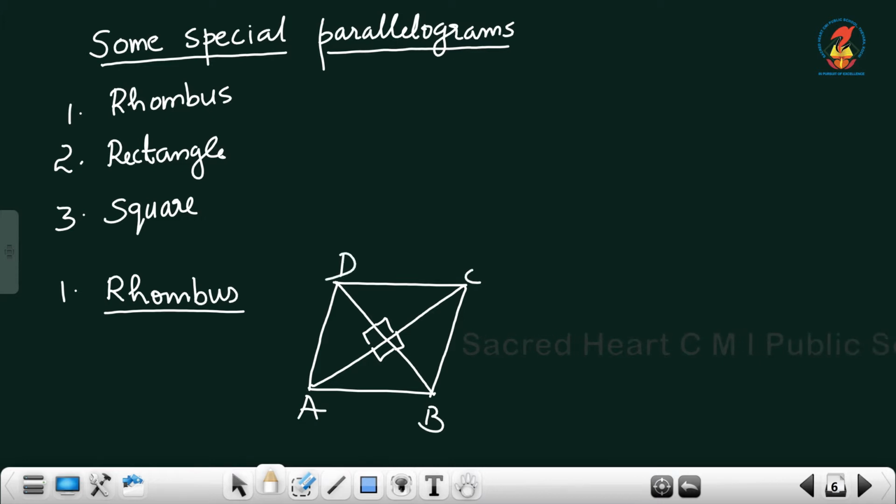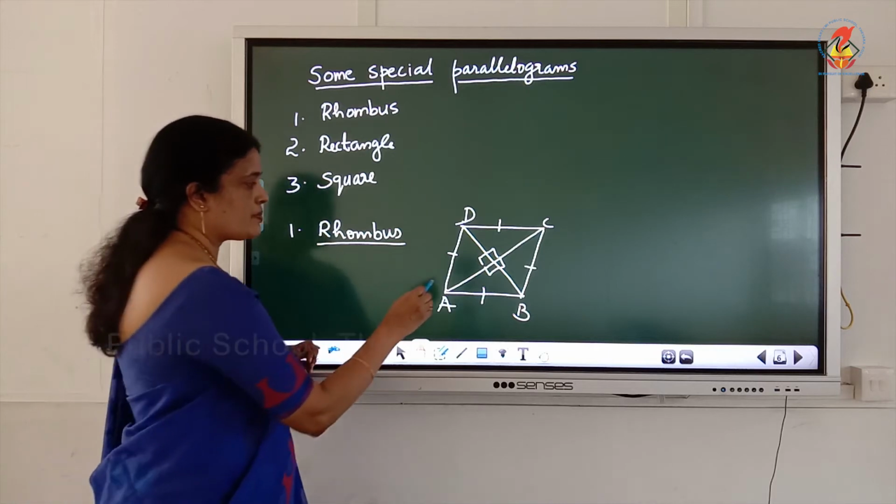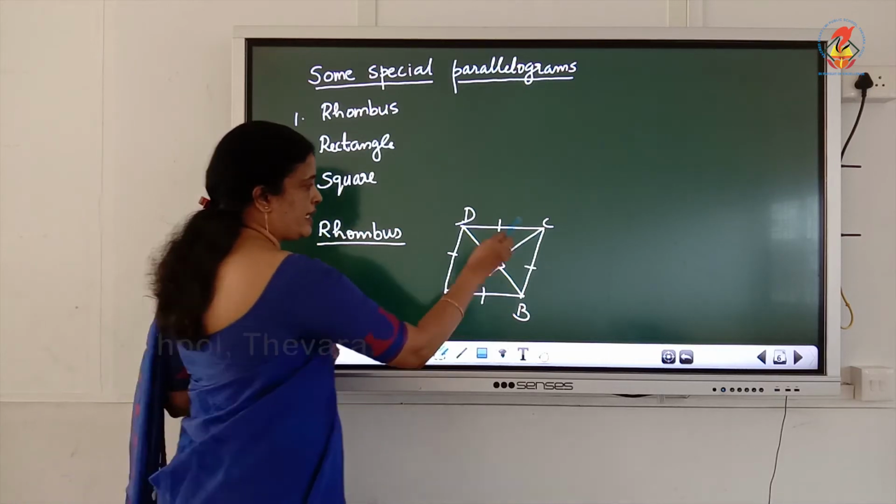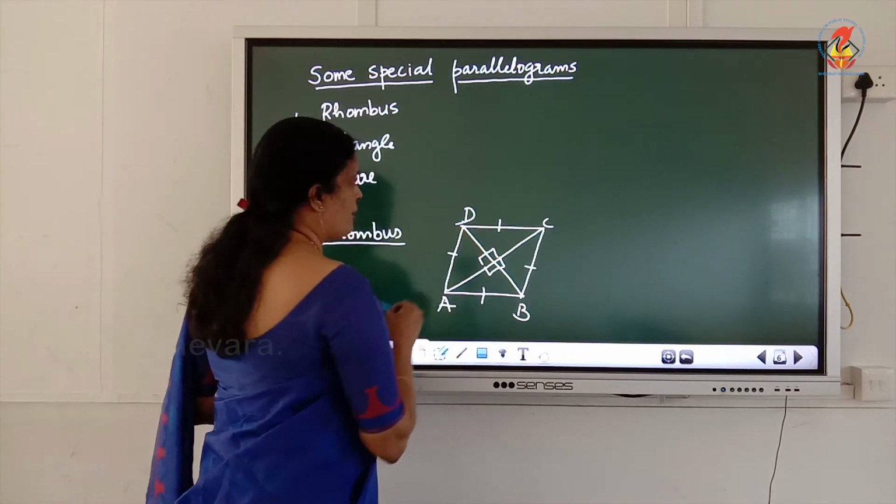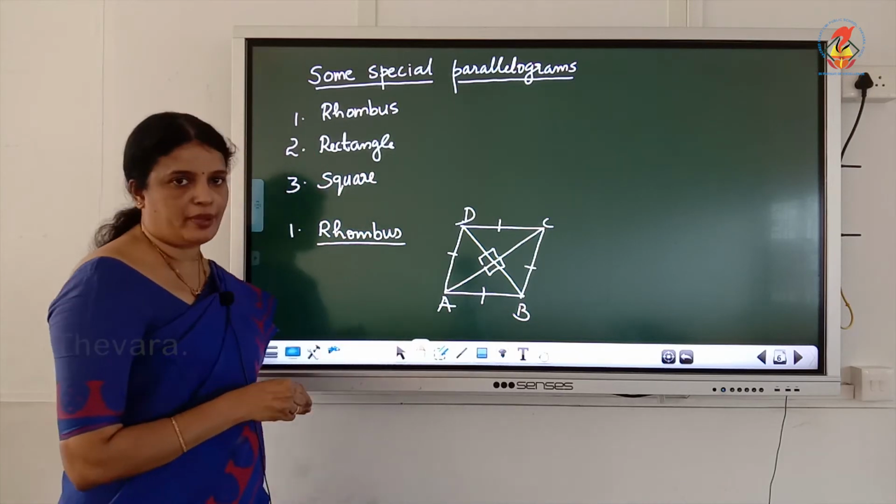ABCD is a rhombus. AB equal to BC equal to CD equal to DA. In this parallelogram, all sides are equal. Then this type of parallelograms are called a rhombus.